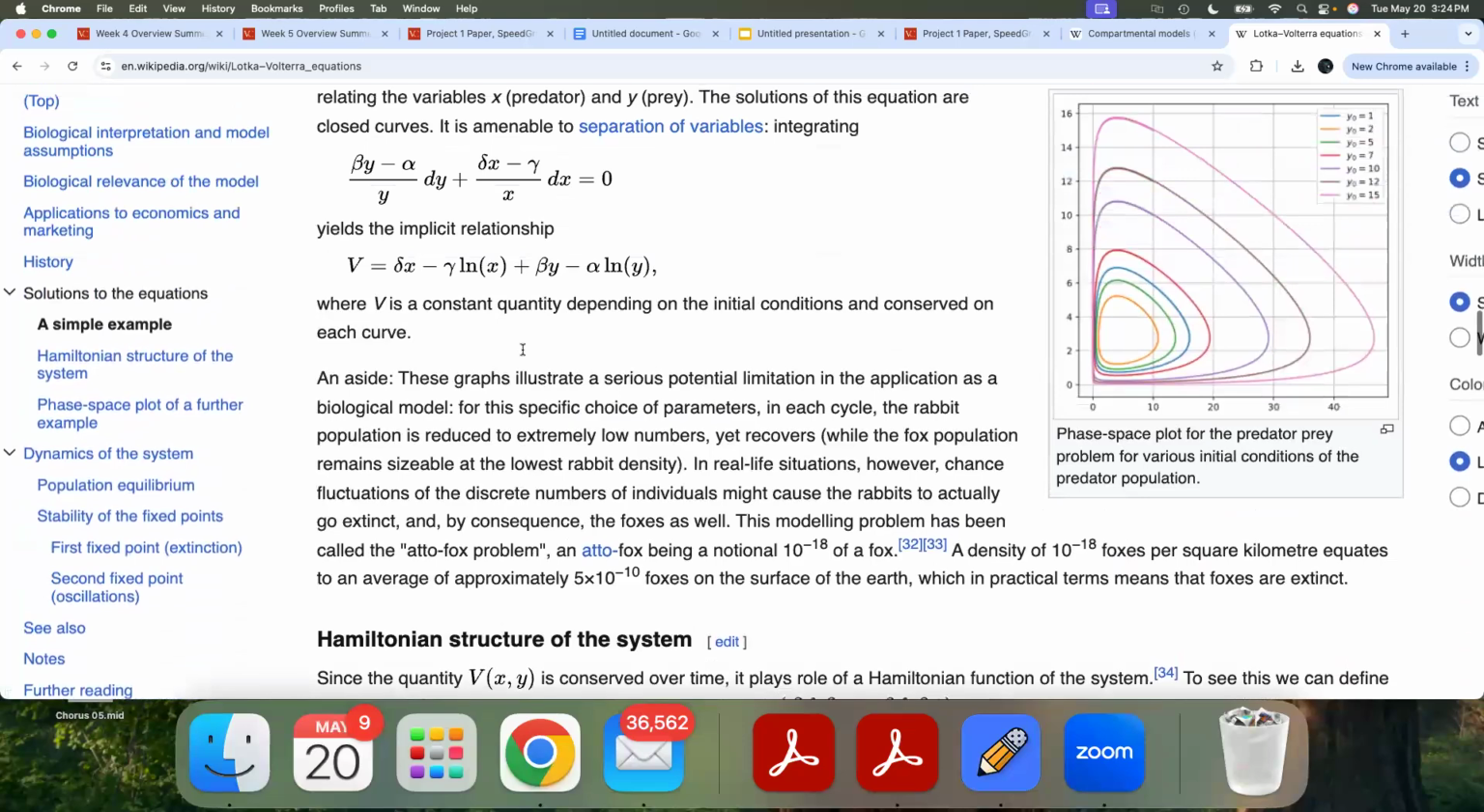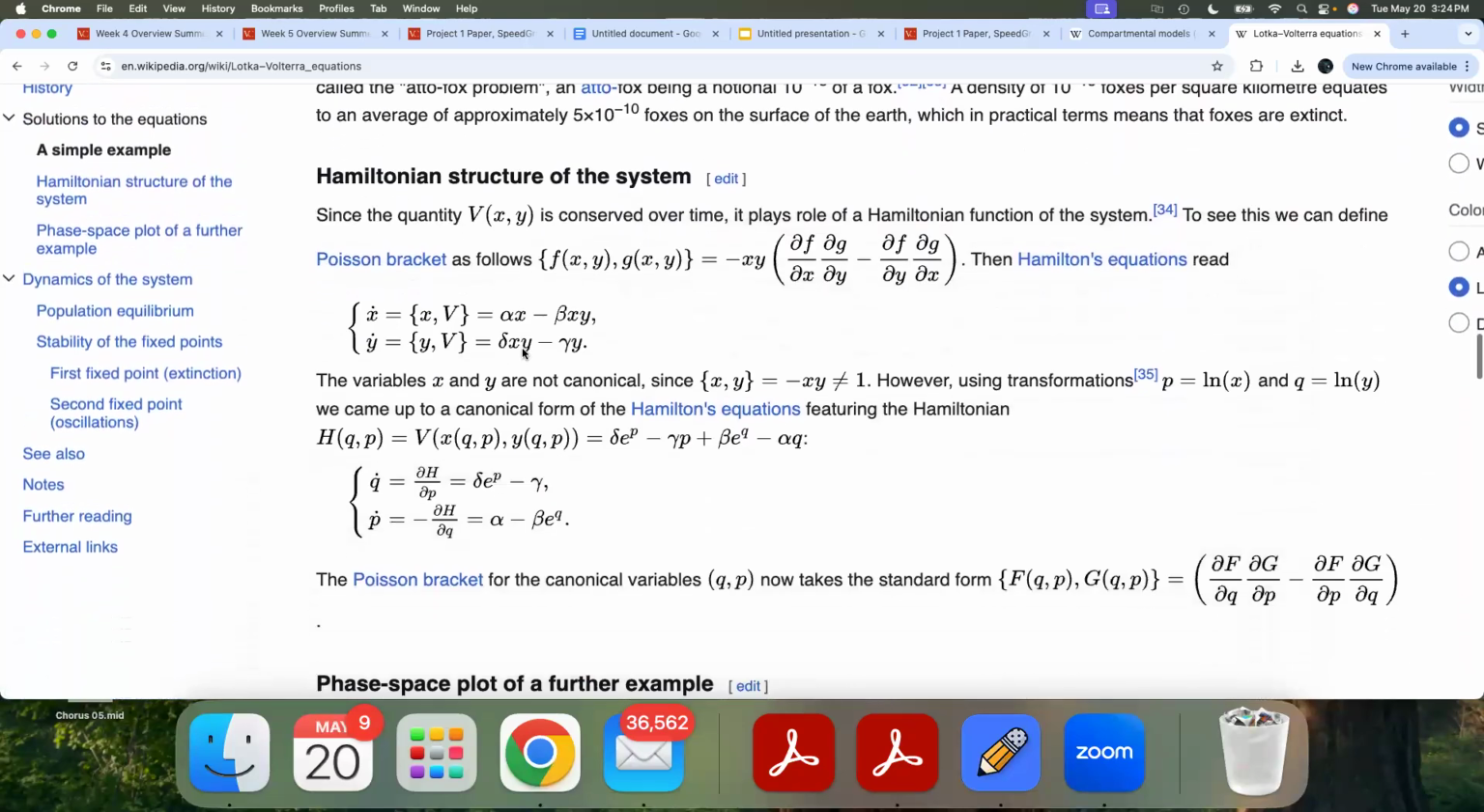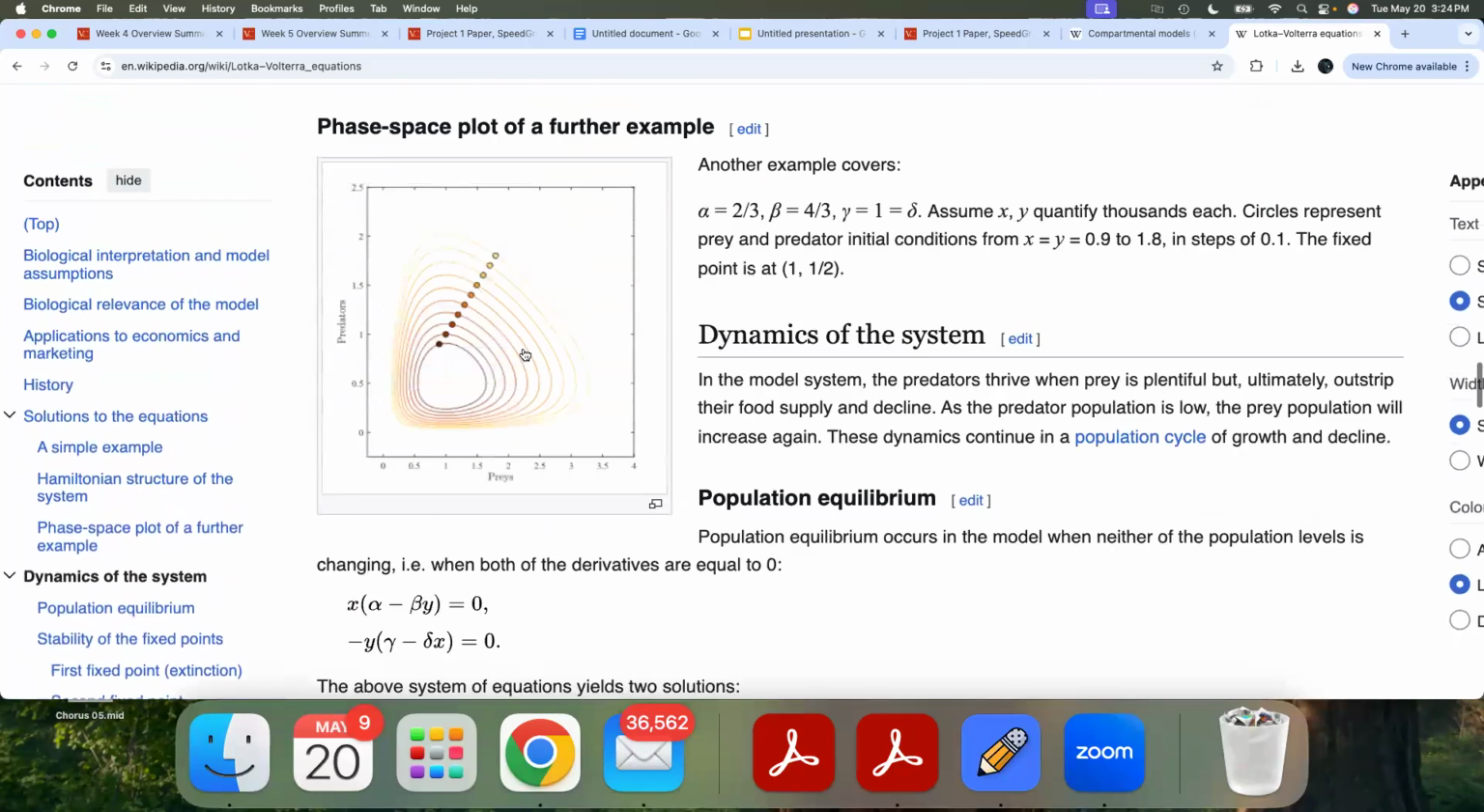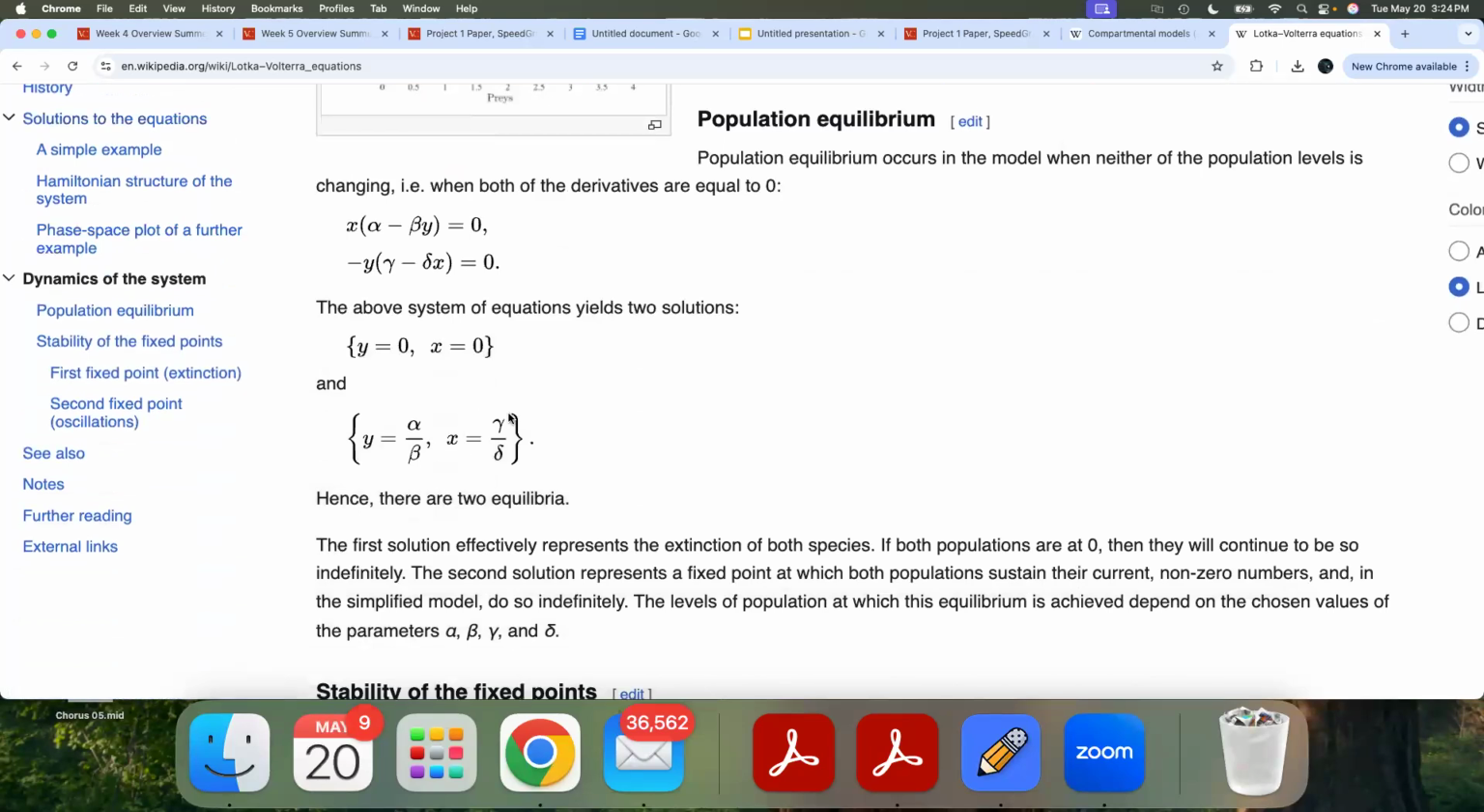It's in here somewhere. Right here. Say these would be my two fixed points. Both start at 0. Or if I start with these exact numbers, these are equilibrium points, both species would just maintain a constant population. Of course, it's not very realistic. There are more advanced models out there.